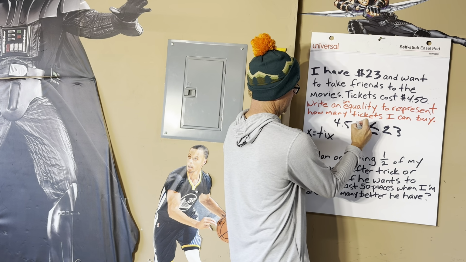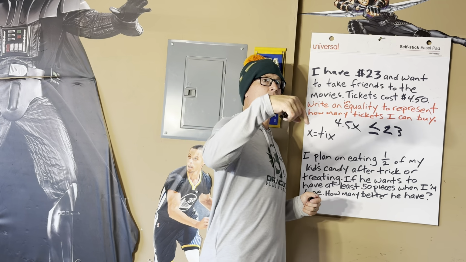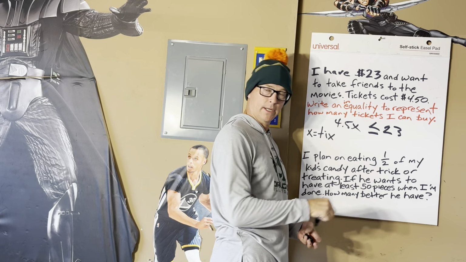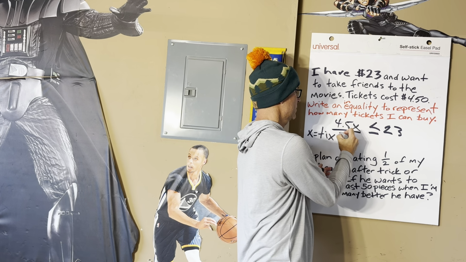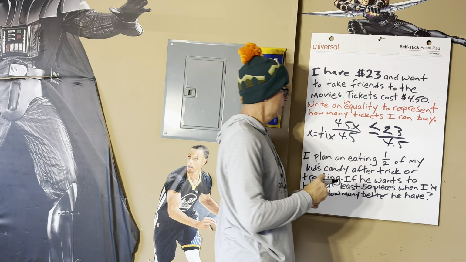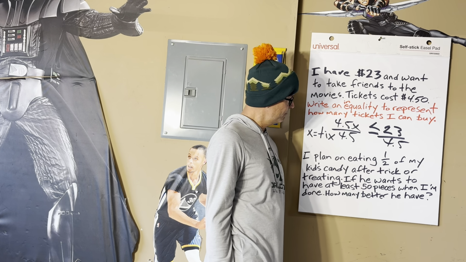4.5 is how much each ticket is. That is the inequality. For every one ticket, $4.50, times 2, $9, times 3, whatever it is. Now we divide them both. Now there's no flip in this one. I already did this ahead of time. It came out to a weird decimal. I think it was like 5.1.